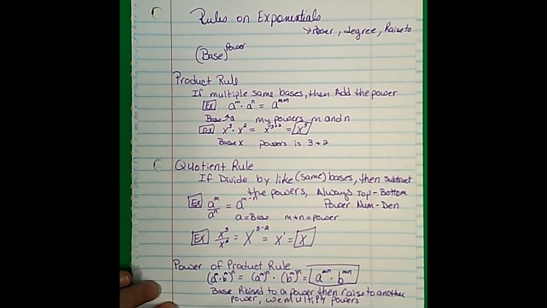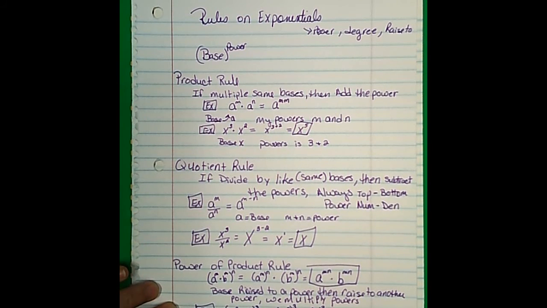So let's just use an example. Let's say that I have x squared times y to the first, which we don't write the 1, but I'm going to in this case, and it's all cubed. Then that means I'm going to take everything in that parentheses and I'm going to cube it.